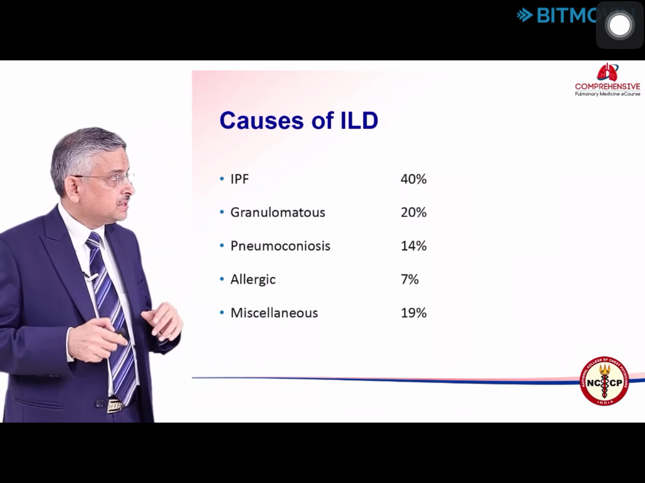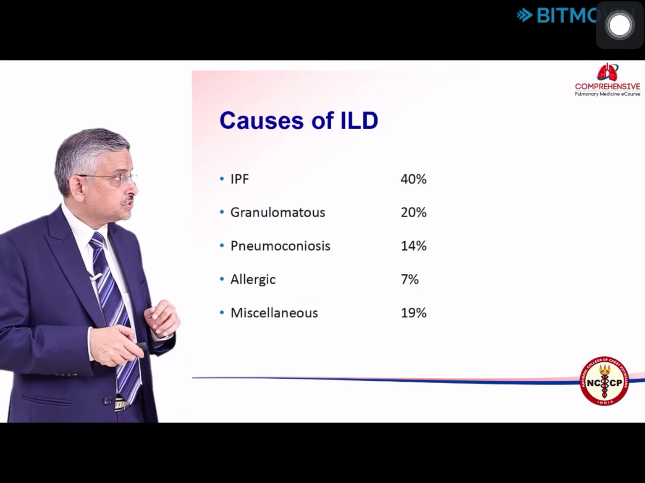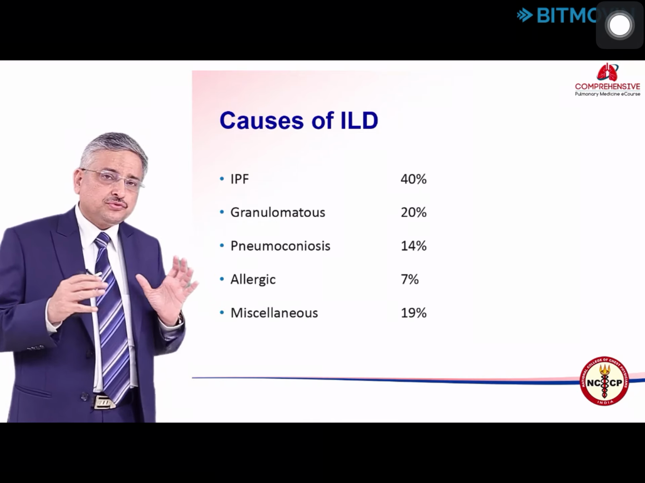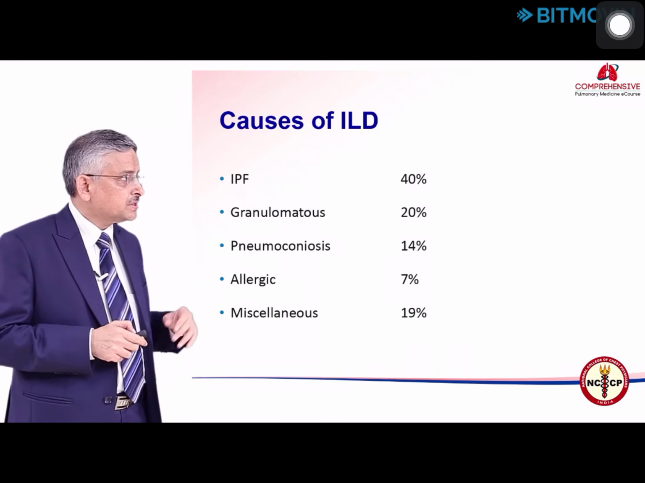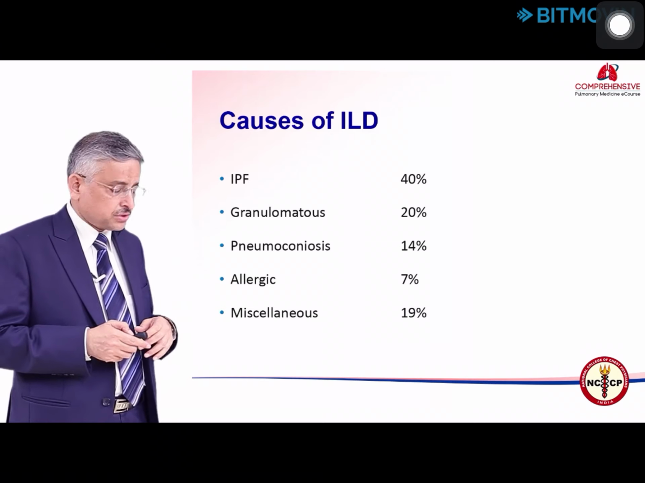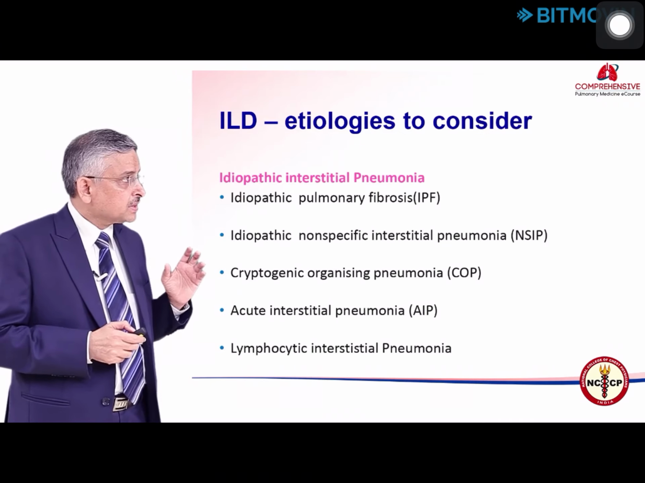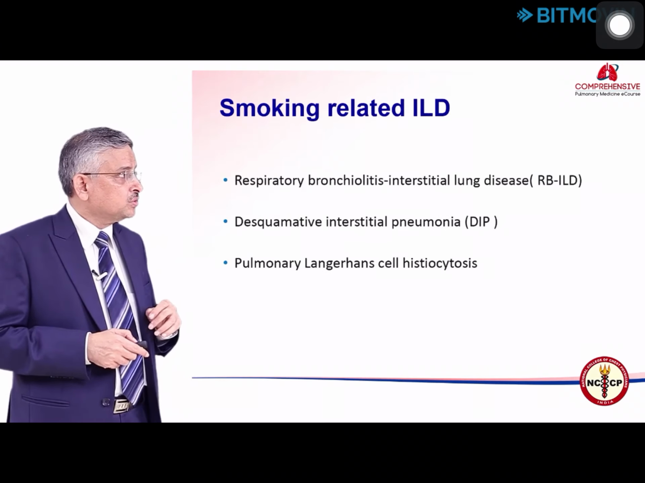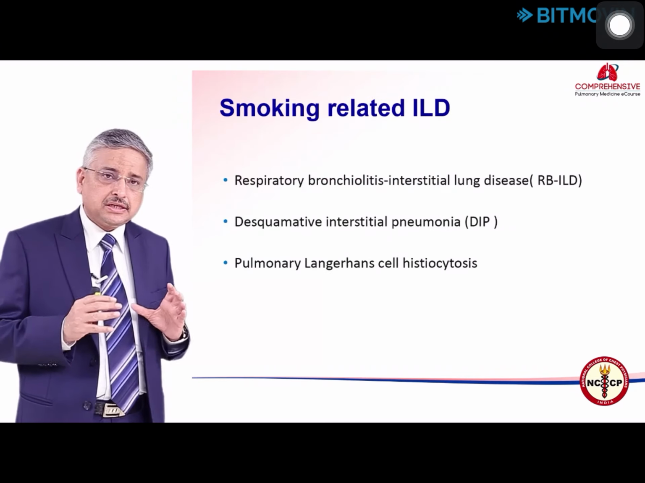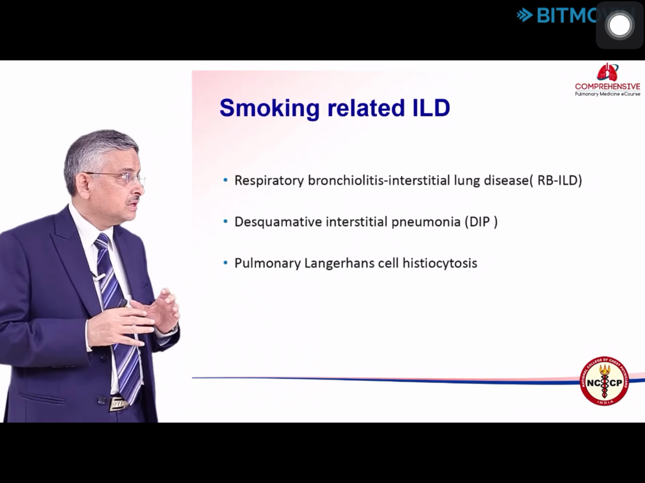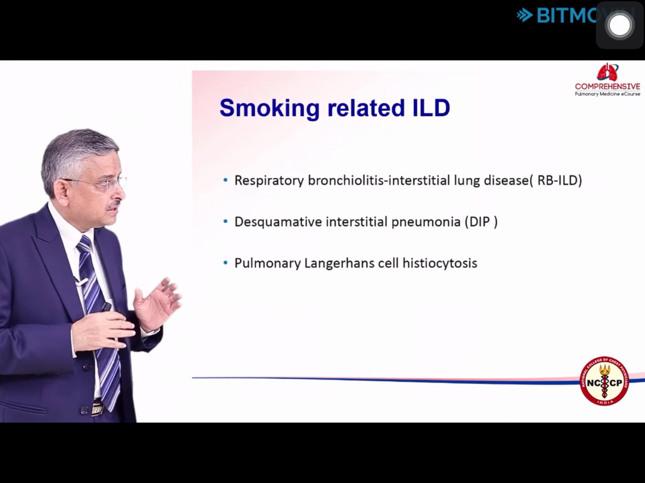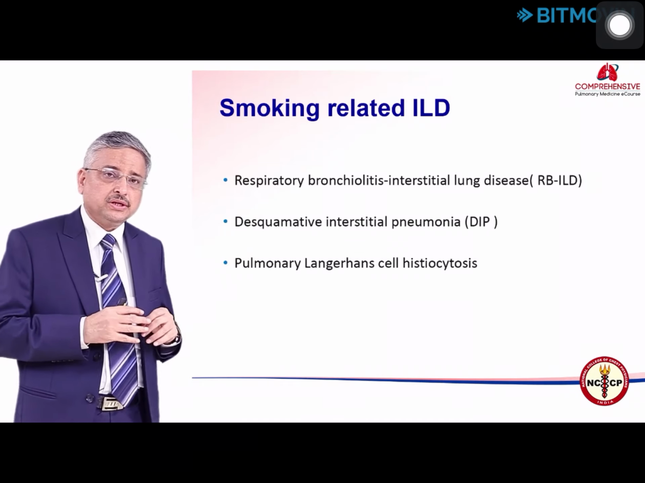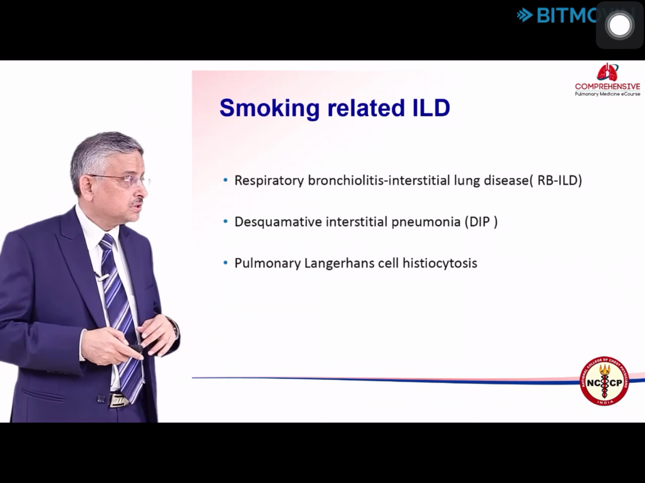If you look at ILD, as per the current literature, globally IPF forms around 40% of the ILDs, then you have granulomatous ILDs, pneumoconiosis, allergic disorders, and miscellaneous. And among the idiopathic interstitial pneumonias, I have already told you the types that are present. And then you have smoking related ILD. There are certain ILDs which are classically seen in smokers: RB-ILD, DIP, and Langerhans cell histiocytosis are the interstitial lung diseases which are linked to smoking, and therefore, a smoking history becomes important in these patients.